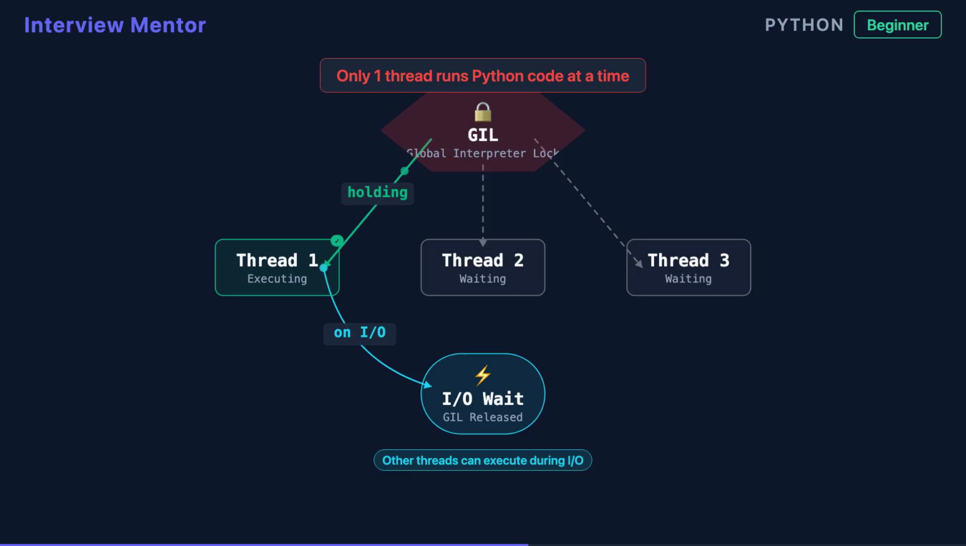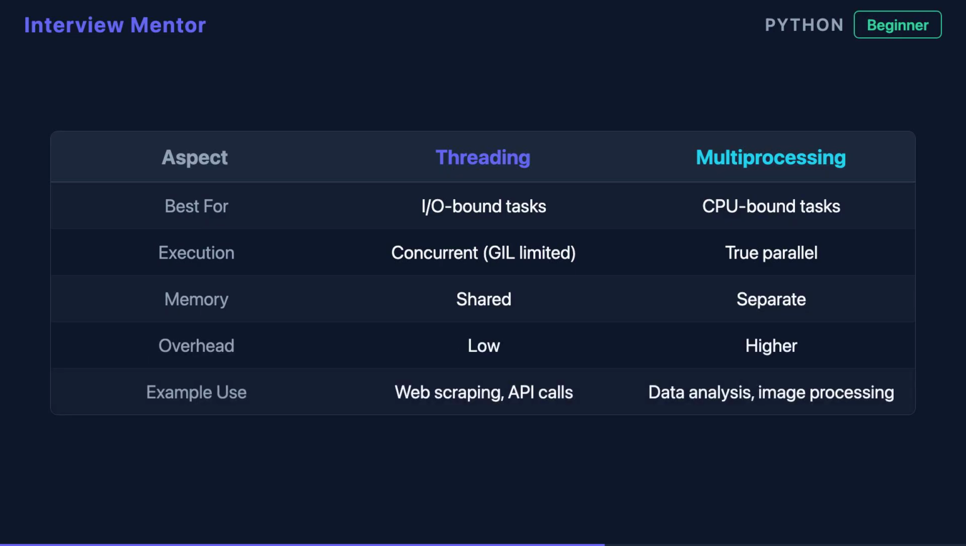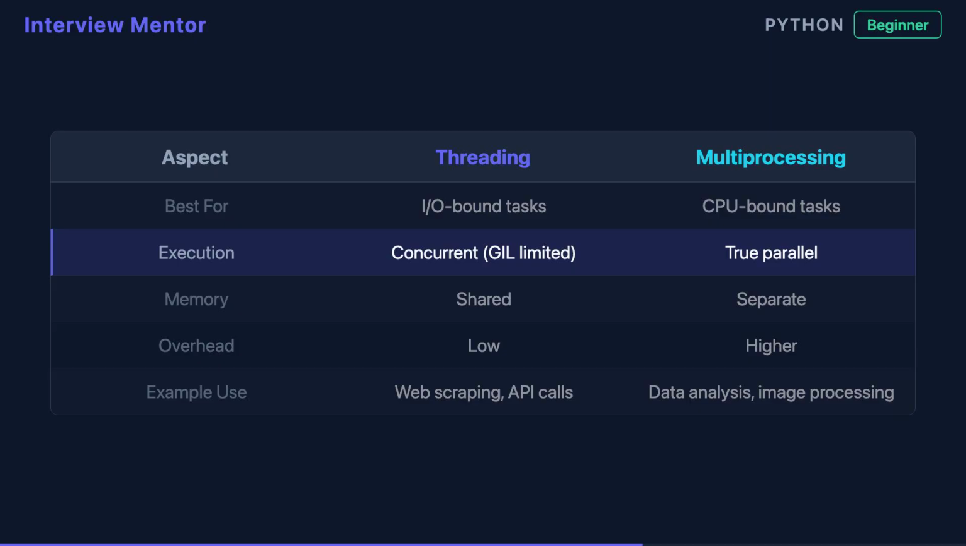However, when a thread is waiting for I/O like network requests or file reads, the GIL is released, letting other threads work. So when should you use threads? Perfect for I/O-bound tasks like web scraping, API calls, or database queries where you're mostly waiting.